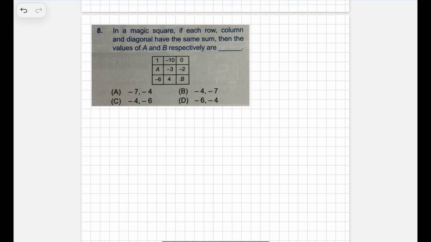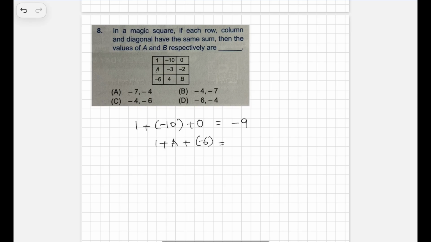In a magic square, if each row, column and diagonal have the same sum, then the values of A and B respectively are. So here this is a magic square. So all the rows, all the columns and the diagonals have the same sum. In the first row we see 1 plus minus 10 plus 0. This is minus 9. So to find out A, we will take 1, A and minus 6.